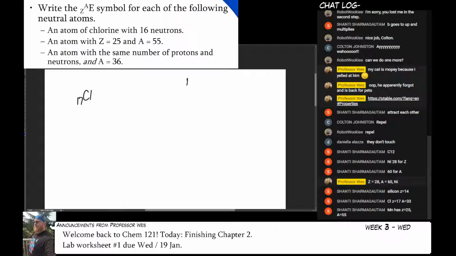And then chlorine has 16 neutrons in it in this example. When I add those together, I get 33. So this would be the symbol for an atom of chlorine with 16 neutrons. It would look like this.